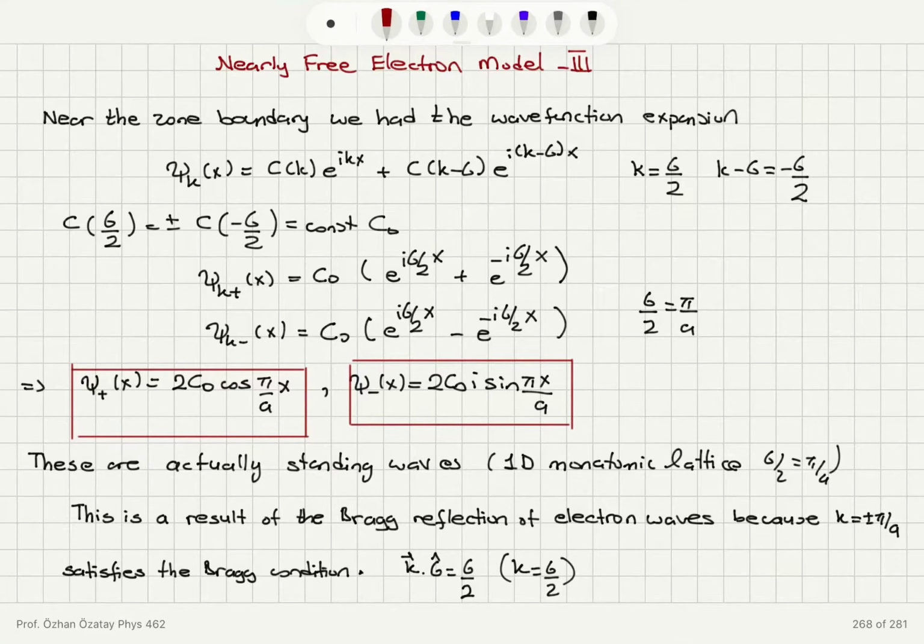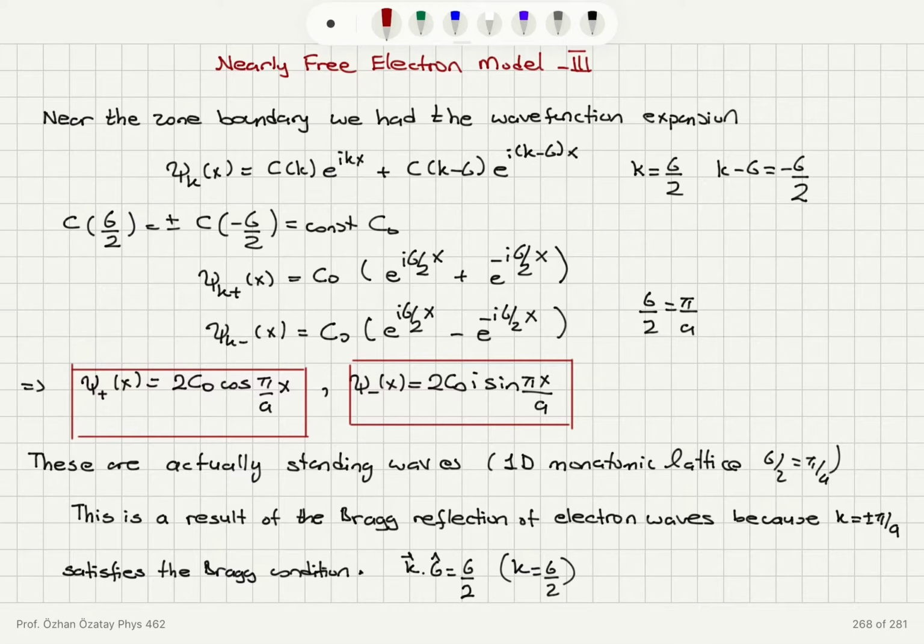We have solved the central equation near the zone boundary, and we have the following wave function expansion near the zone boundary: c of k e to the ikx plus c of k minus g e to the i(k minus g)x. So k is equal to g over 2 and k minus g is equal to minus g over 2. So that's the zone boundary solution.